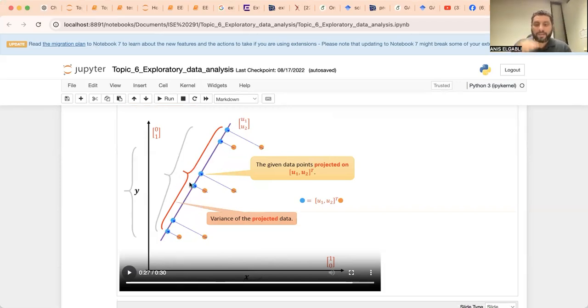Z-axis, right? But in the Z-axis, there are no points here. All of the points we have are on the surface of the screen, so their Z value is 0. Therefore, there's no variance in the Z axis. It's 0. But there is variance in this axis. It's not 0. So the second best direction is this direction, the one that's orthogonal to this one.